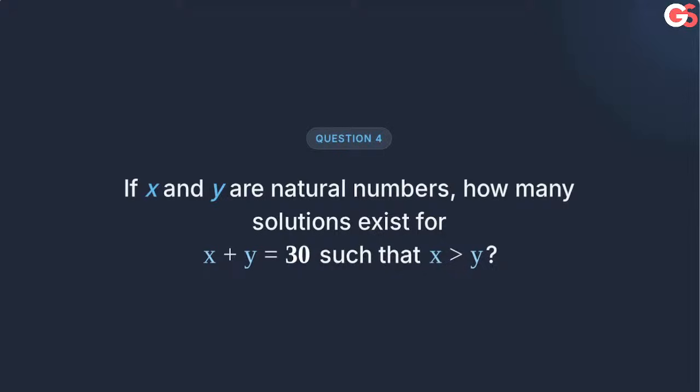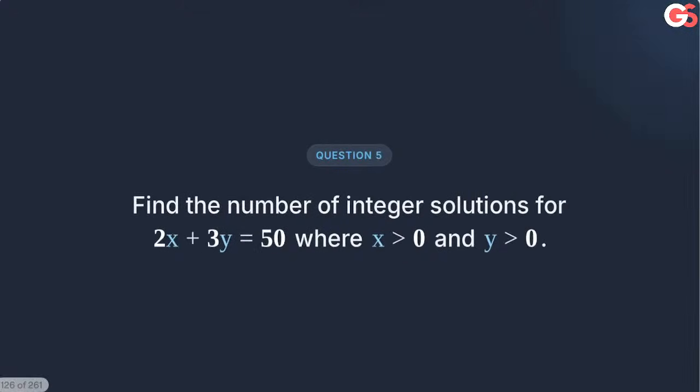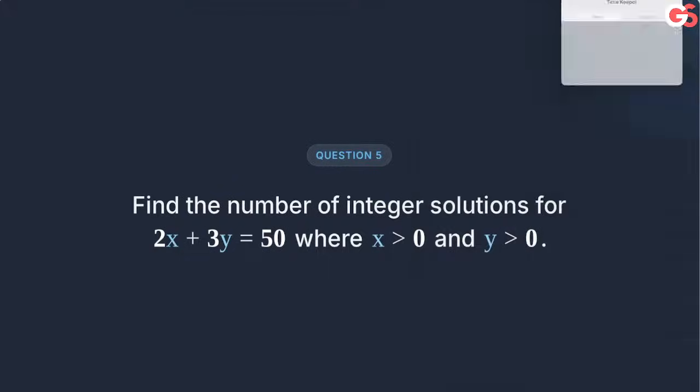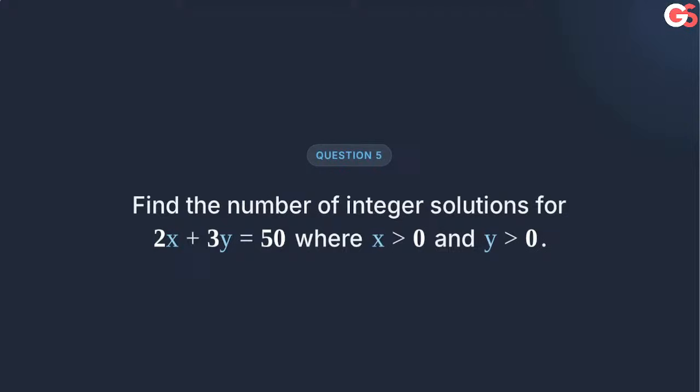So slowly and steadily the conditions are being changed in the same questions. Conditions are being changed. कभी whole है, कभी natural है, कभी x और y greater than है, all that stuff. That is how they ask questions to you.